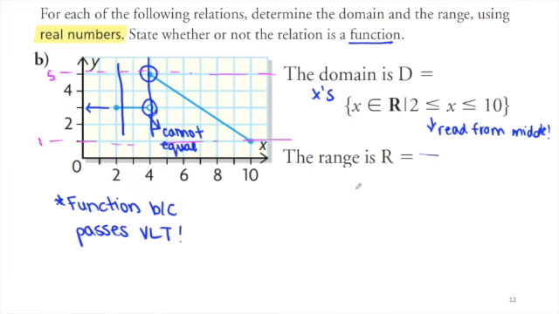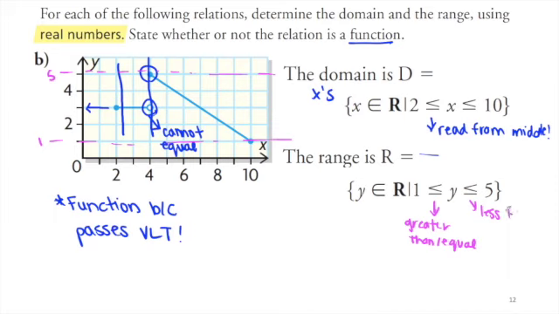So your range, oh my gosh, losing my words there, is that your y is an element of the real number system such that y is greater than or equal to 1, less than or equal to 5. Okay, so again, this means greater than and equal, and then this is less than and equal. Okay, so that is what you're looking for your range.